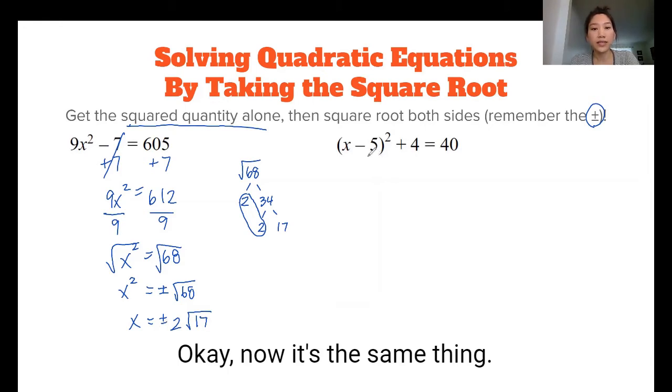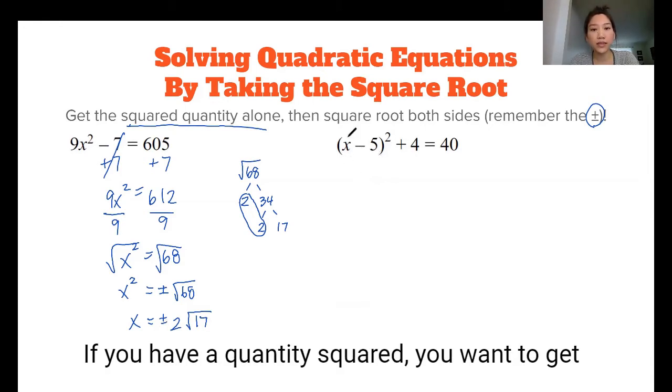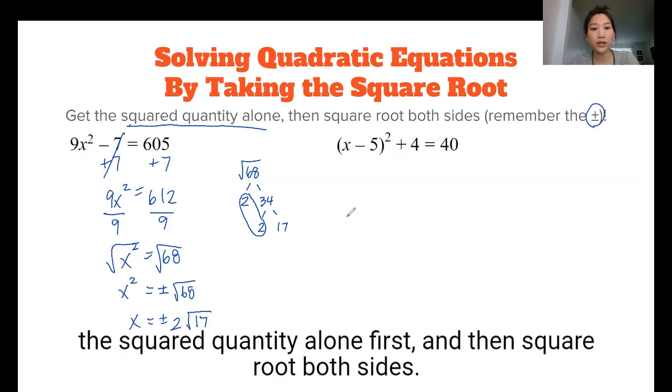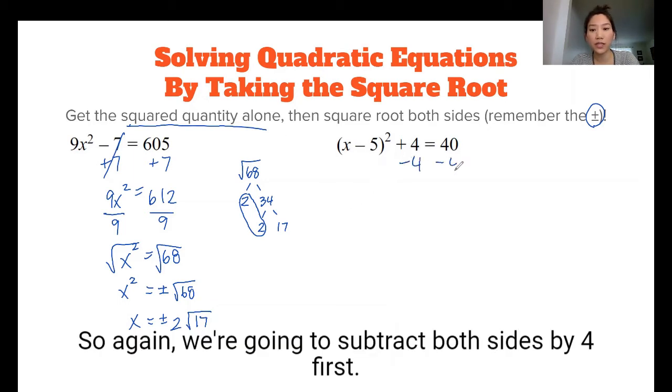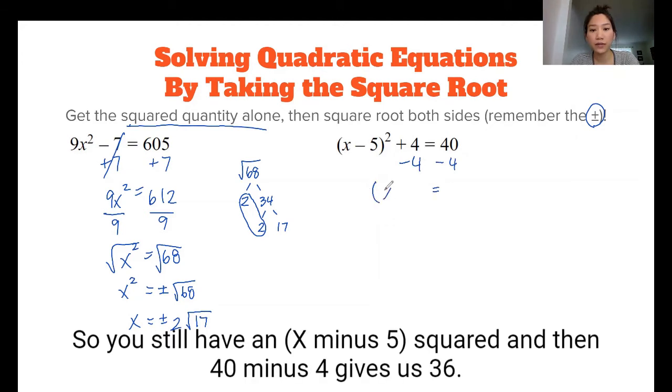Okay, now it's the same thing if you have a quantity squared. You want to get the squared quantity alone first and then square root both sides. So again, we're going to subtract 4 from both sides first. So you still have an x minus 5 squared, and then 40 minus 4 gives us 36.